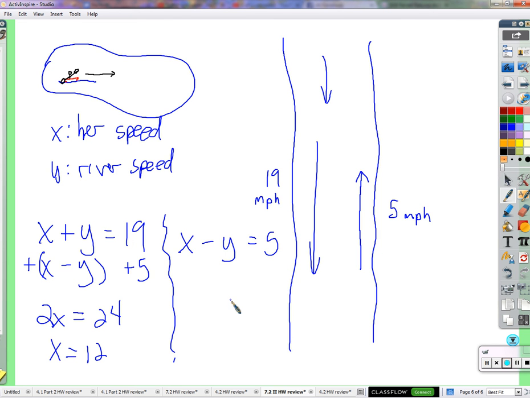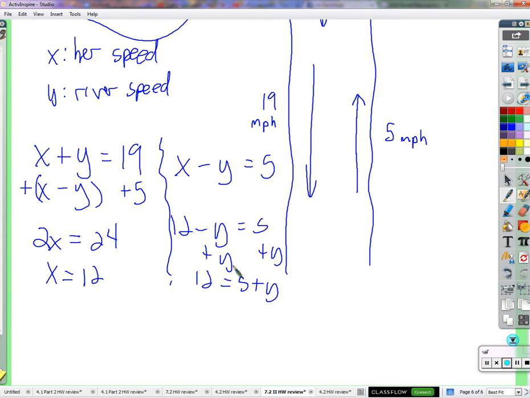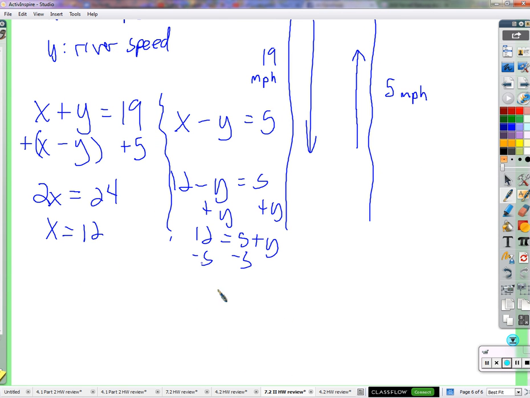Well, if you go like this, 12 minus y equals 5. Okay, you can use that equation. 12 minus y equals 5. Add y to both sides: 12 equals 5 plus y. Subtract 5. 7 is the speed of the river, because 12 plus 7 is 19.